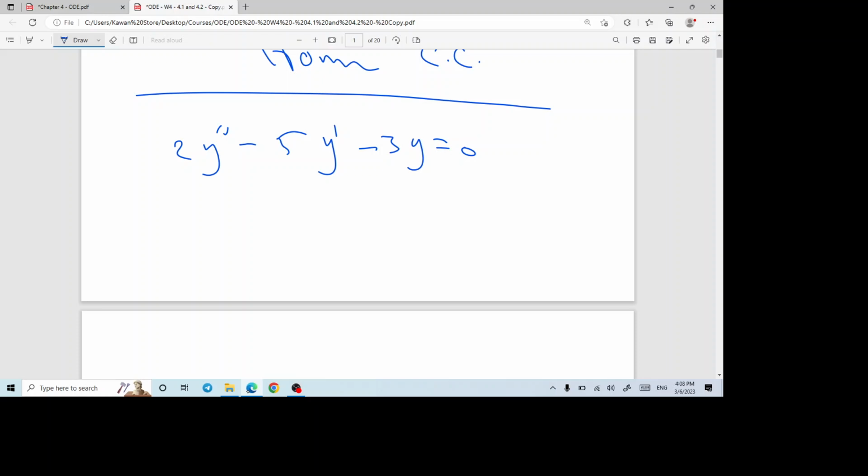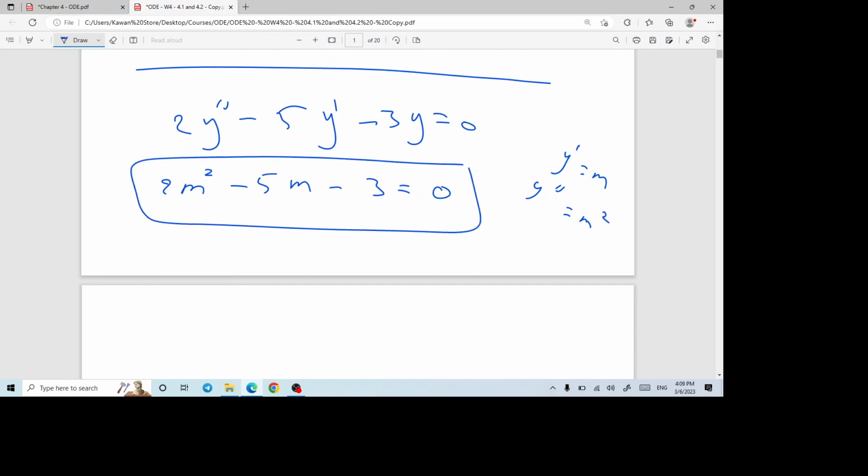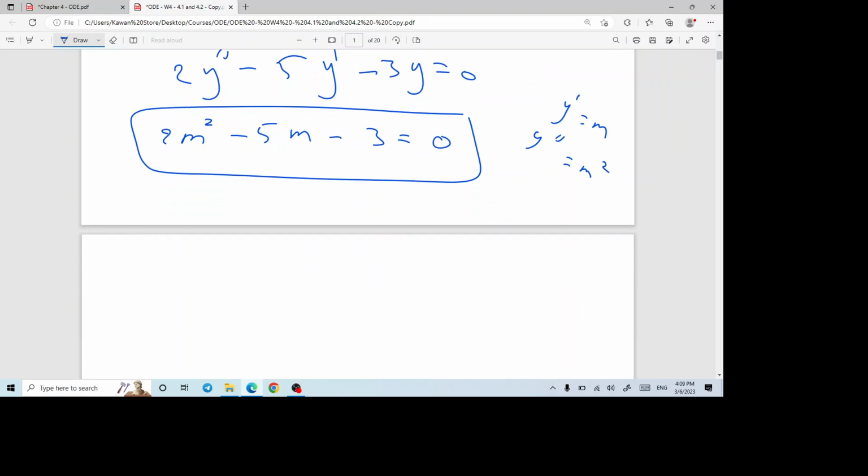So we are going to change each derivative: 2m squared minus 5m minus 3. What did we do? We change each derivative, y double prime to m squared, nothing with nothing. Understood? Then we solve that one. If you have a linear equation, you can solve it directly. If you have a quadratic equation, we have many methods. One of them is what? Formula, right? That's good, the quadratic formula. Then you can use all of them.